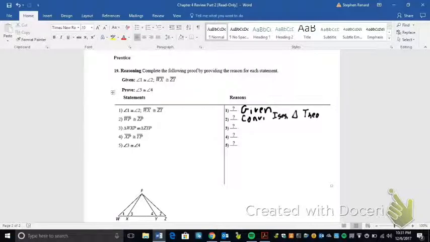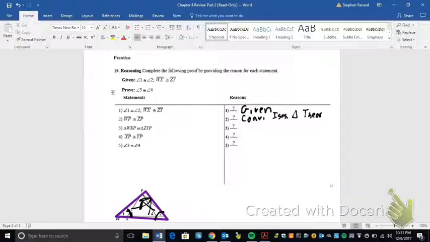If we look at this triangle down here, just the outside triangle, we see that 1 and 2 are its base angles. The converse of the isosceles triangle theorem says that if two angles of a triangle are congruent, then the sides opposite are congruent. So because we're given that 1 and 2 are congruent, we can say that WP and ZP are congruent.